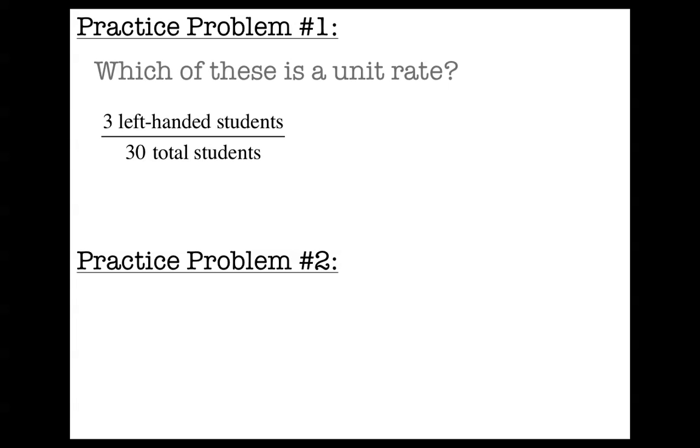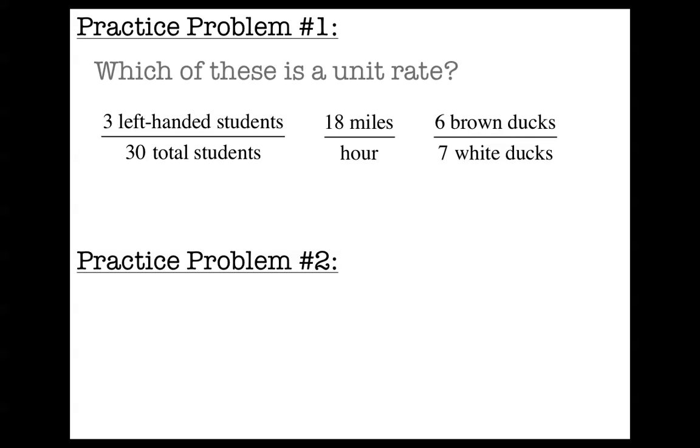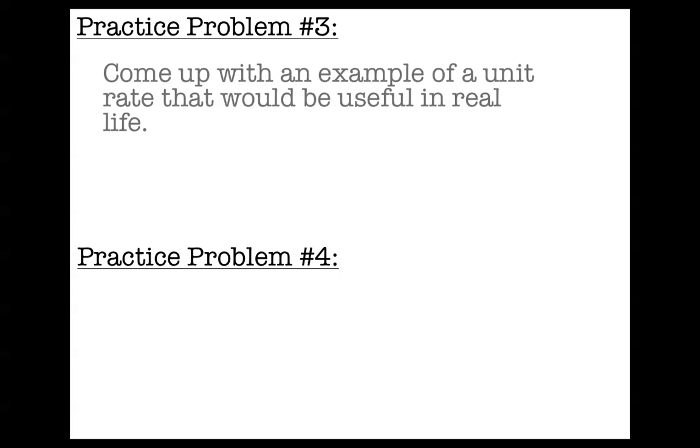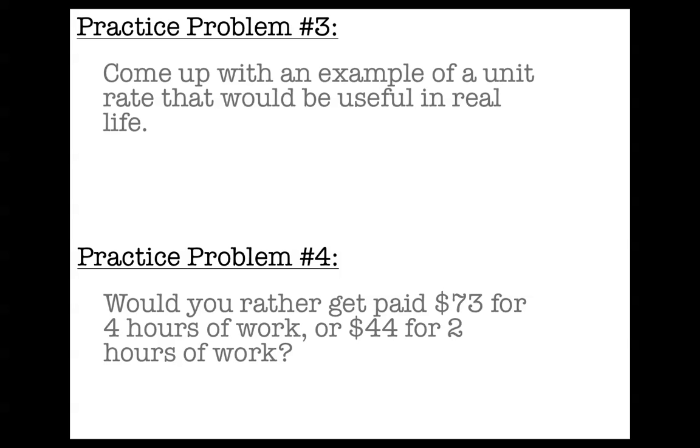First, which of these rates is a unit rate? Then, if you spend $21 for 7 magic beans, what's the unit rate per magic bean? Then, can you come up with an example of a different time in life when a unit rate might be useful? And then finally, would you rather get paid $73 for 4 hours of work or $44 for 2 hours of work? Use unit rates and figure out which is the best rate of pay.